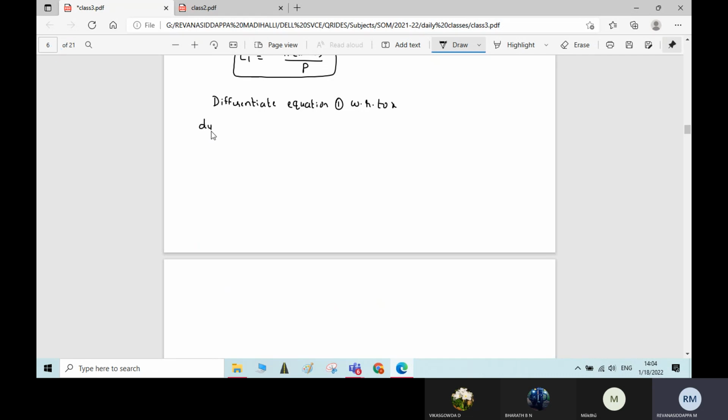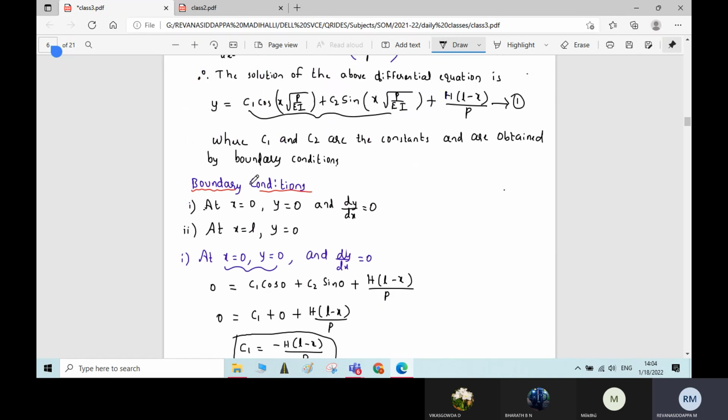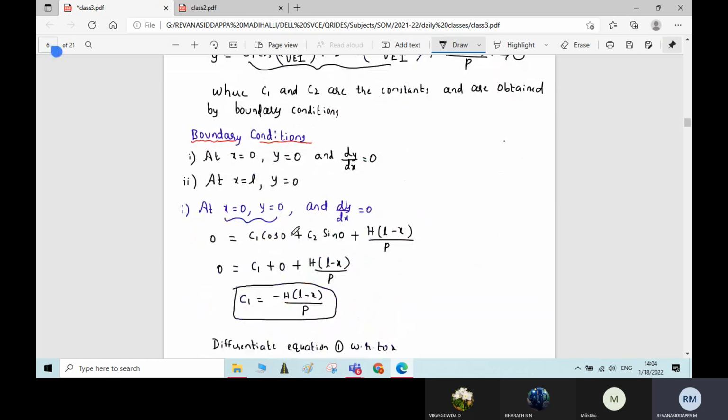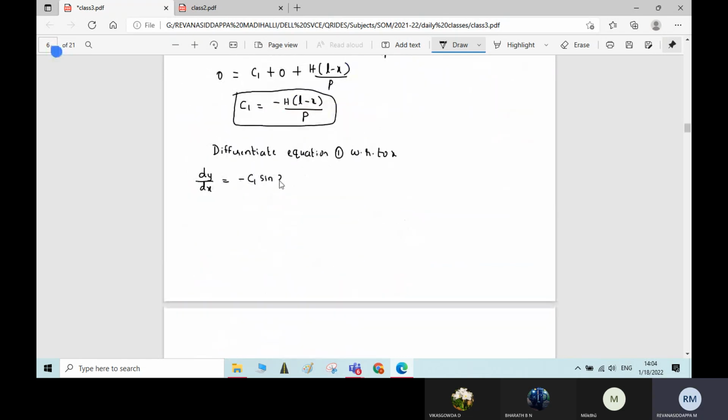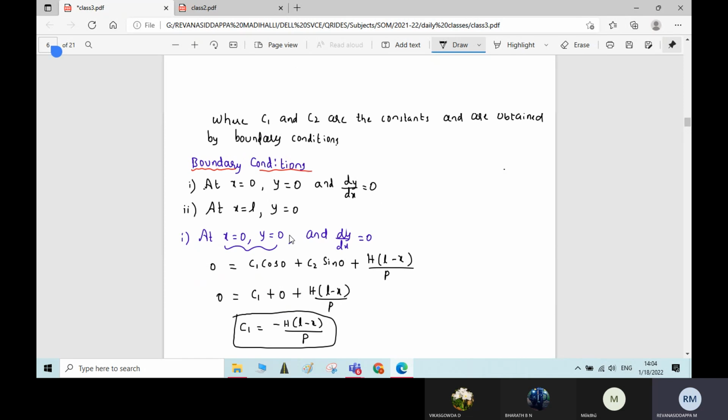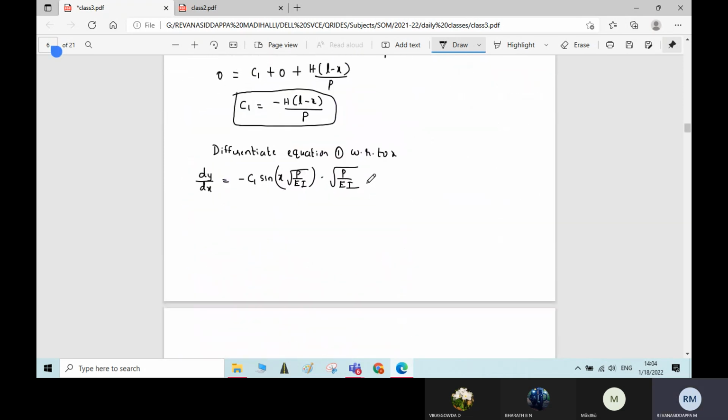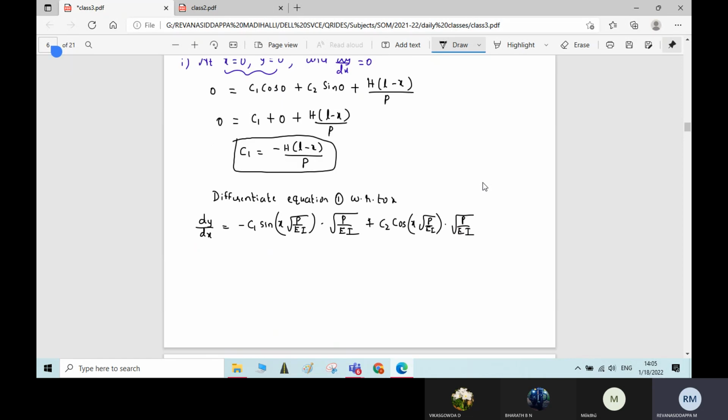So dy by dx is equal to, you differentiate the first term, c1 cos x root p by EI, it becomes minus c1 sin x root p by EI, and again further differentiation of the bracket term gives root p by EI. One differentiation of the first term is over. The differentiation of the second term will be c2 cos x root p by EI, plus, into differentiation of the bracket term, root p by EI.